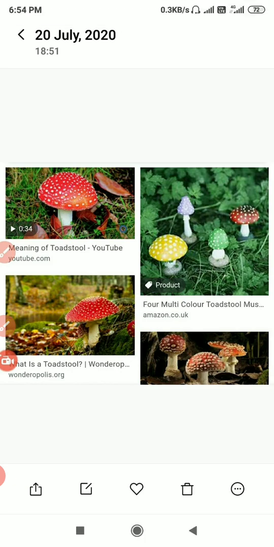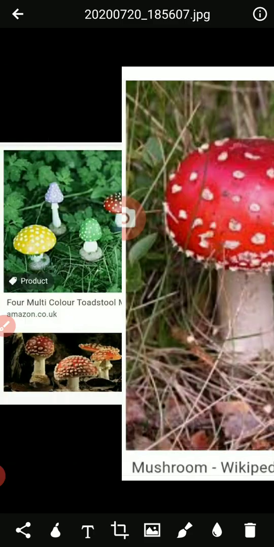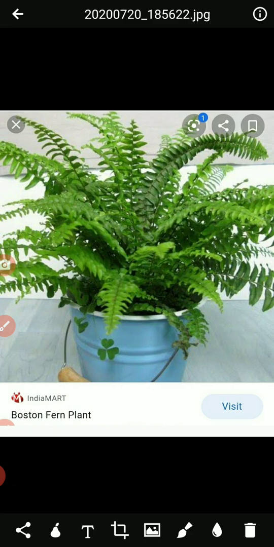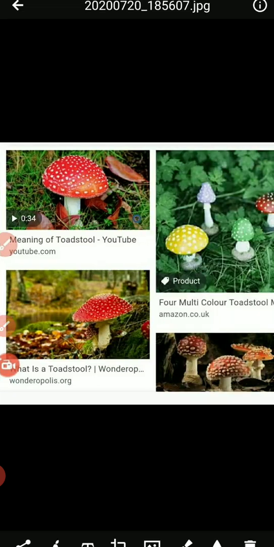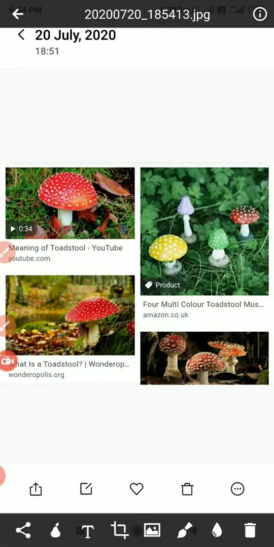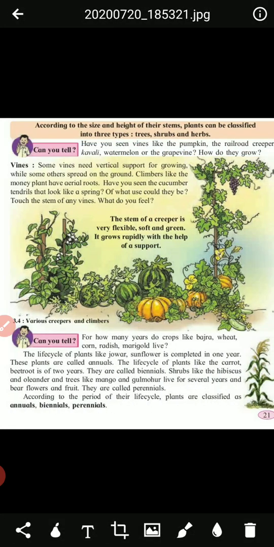See, they don't have the flowers. See, this is the algae. If you are seeing a water tank, it also comes there. This is the mushroom. Again one more, this is the fern plant. So these are the non-flowering plants. They do not bear flowers. Understood, children? So next part.